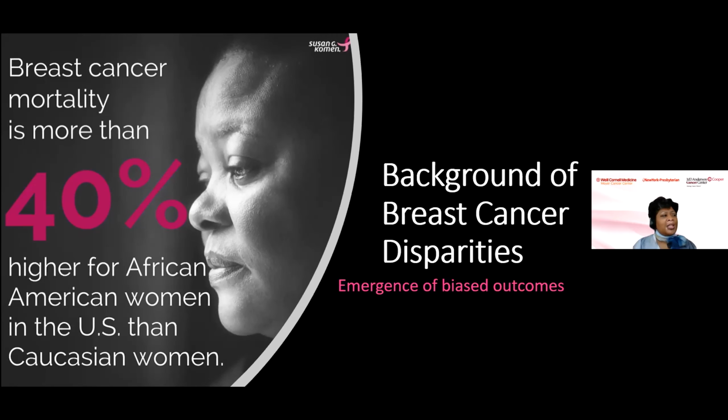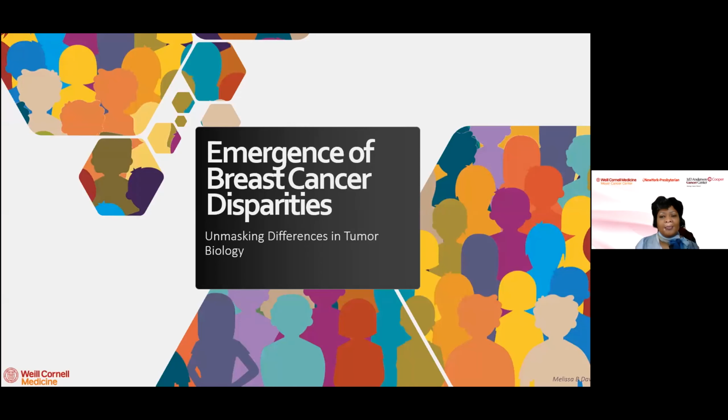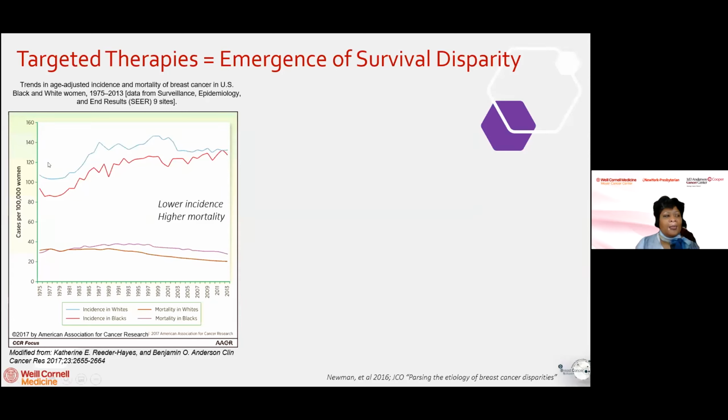So as you know by now, breast cancer mortality is more than 40% higher for African American women in the US than Caucasian women. But this wasn't always the case. Historically, white American women had a higher incidence of breast cancer compared to Black American women. These lines only started converging in the last 5 years, partially because of better surveillance and earlier detection in this population. However, if we look at the mortality rates, prior to the mid-'80s, it really didn't matter if you were white or Black, you had the same probability of surviving a breast cancer diagnosis.